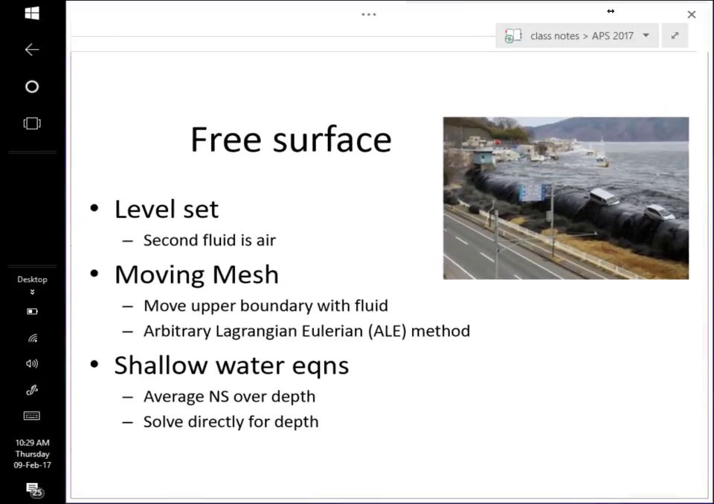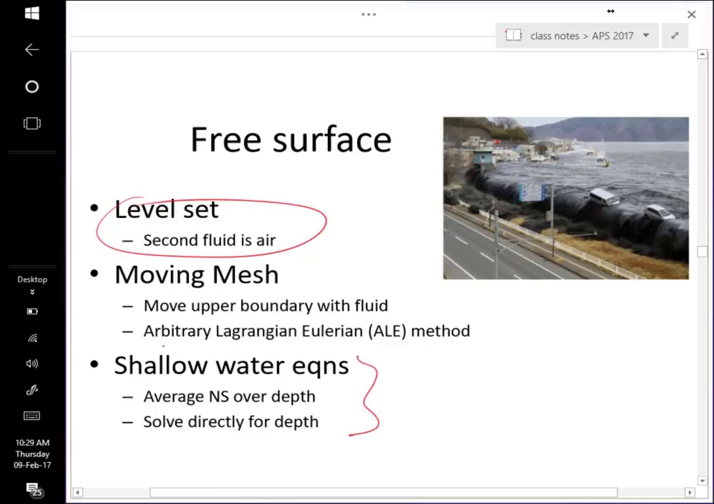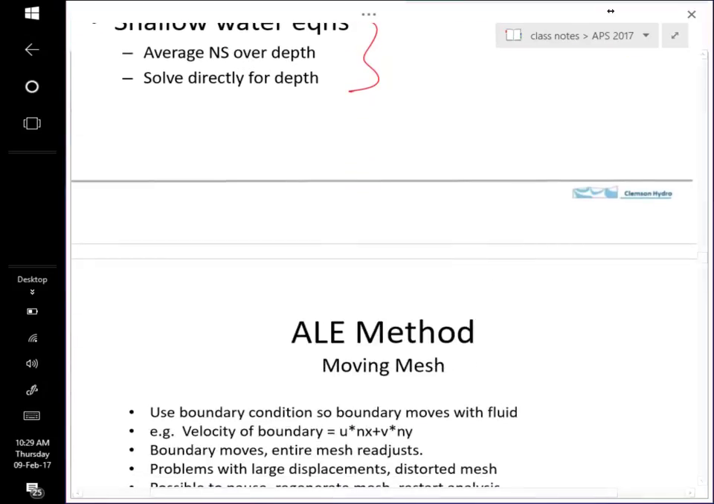There are a variety of ways. The level set method that we just saw is certainly one thing that we could do. I told you about the shallow water equations. Another way to do this is with a moving mesh. And so that's what I want to show you here.